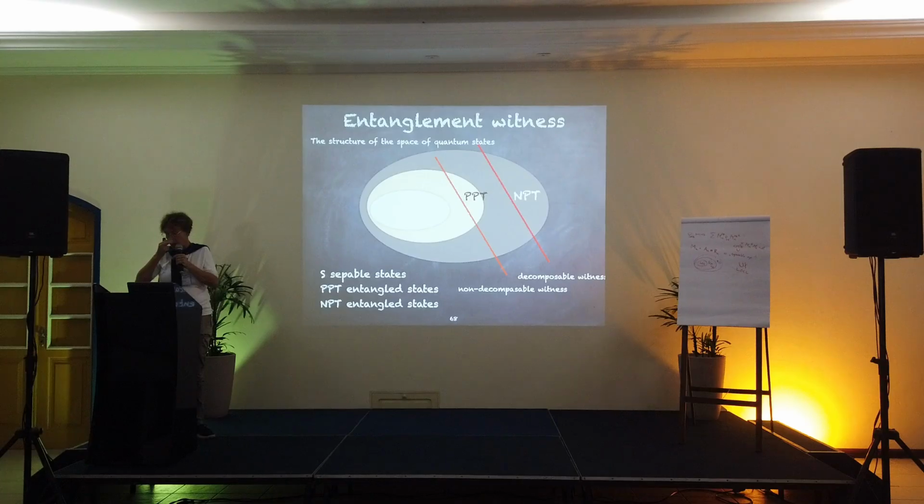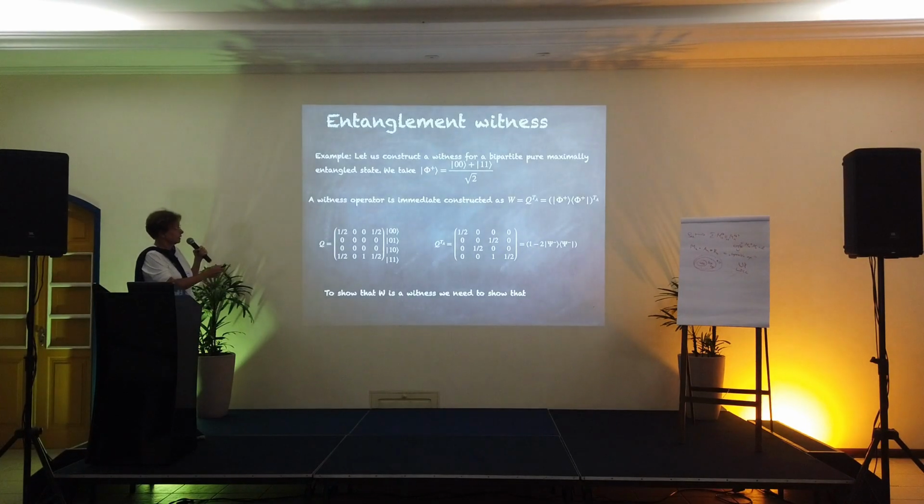So, how do I construct an entanglement witness? Let me give you a very simple case. Okay? Imagine that I want to detect now a state which I know already because it's a singlet, that I want to show you how it works. So let's just construct a witness for this bipartite pure maximally entangled state, which is a Bell state, 00 plus 11. Okay? So I can construct a witness operator that I'm going to do like this.